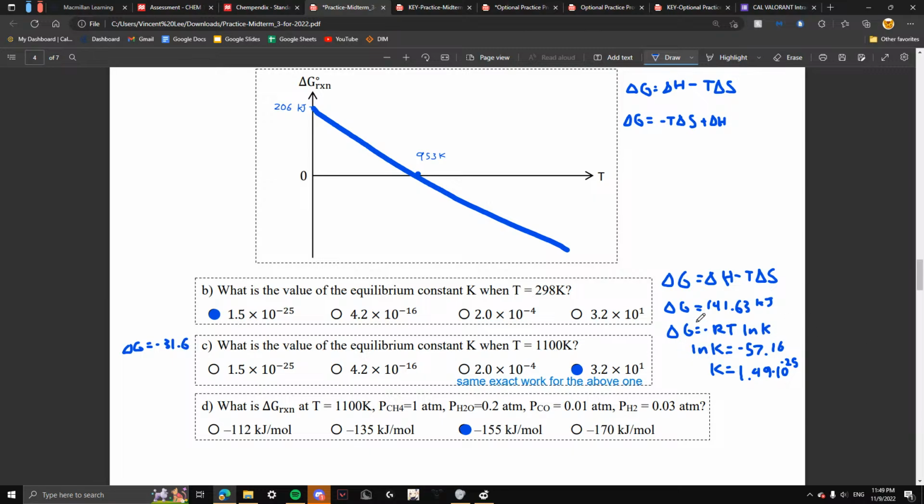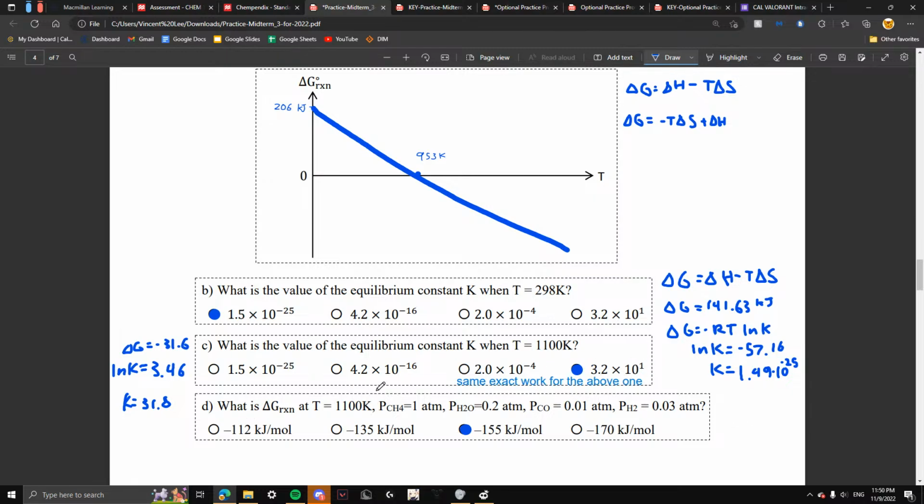And then if we plug it back into this equation here and divide it by negative RT, so divided by negative 8.314 times temperature again, so 1100 divided by 1000 to fix the units, we get ln of K is equal to 3.46, and then e raised to that is K equal to 31.8, which is very close to 32, which is 3.2 times 10 to the first power. Yeah, so that's that.